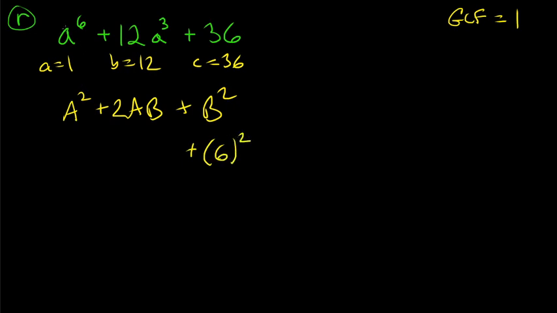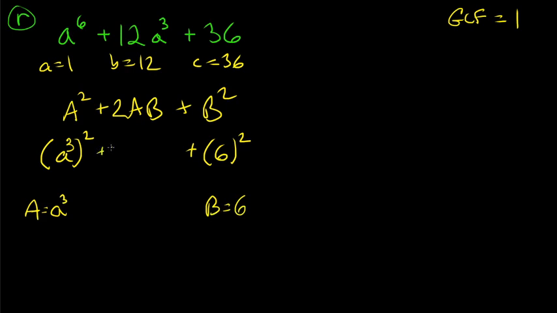So what would capital A be? Capital A would not be little a, because then this would be a squared, not a to the 6. But what's 6 divided by 2? 6 divided by 2 is 3. So a cubed to the power 2, right? A cubed squared is just a to the 6. So that tells me my capital A is really just little a to the 3. My capital B, as we said earlier, is just 6.